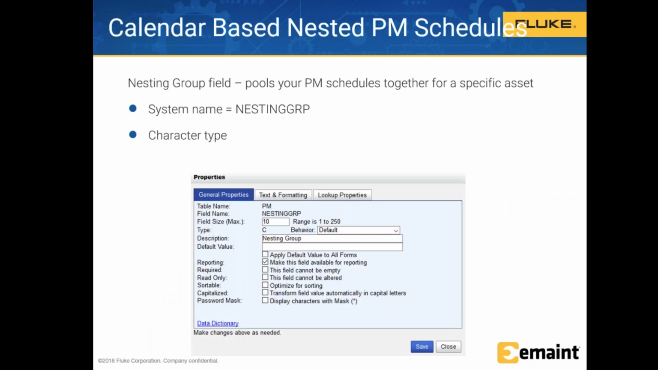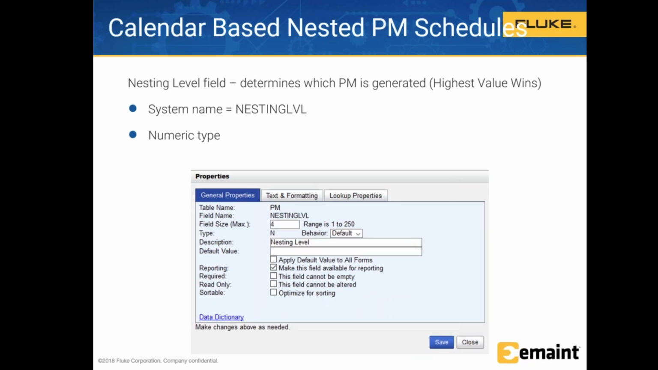Okay, so again, I just want to point out some examples of the fields here. This nesting group field is what pulls your PM schedules together for the specific asset. So that's what's going to do your grouping, keep them organized, and let the system identify which ones you're trying to keep together. The system name is nesting GRP, and it is a character type field. And then the other field is the nesting level field. So this is the field that determines which PM is generated.